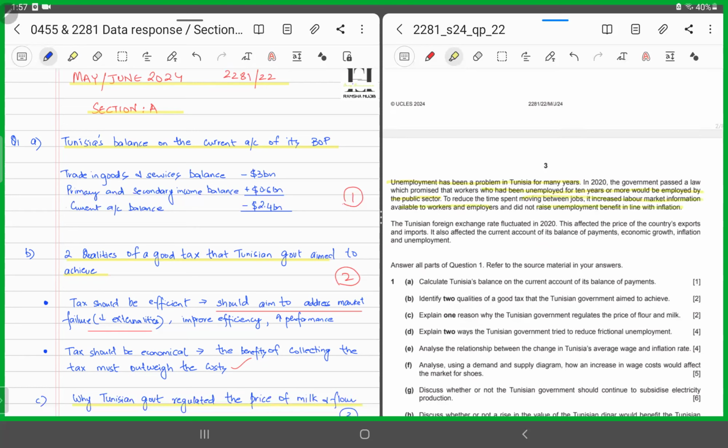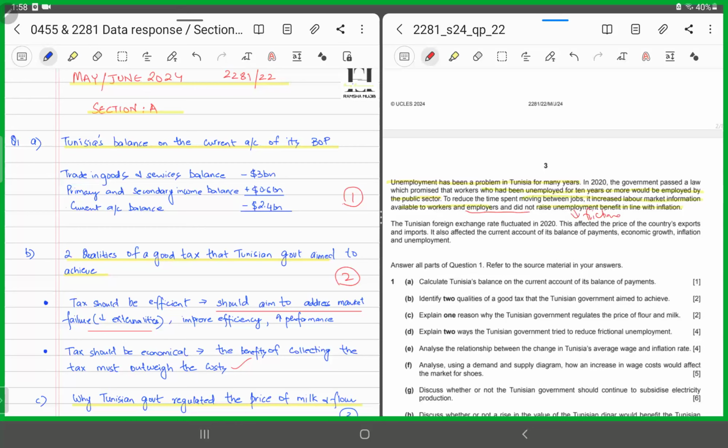Why? It did that purposely so that the people do not get over reliant on the unemployment benefits. However, they tend to utilize their skills and be a part of the labor force, right? So they wanted to encourage people to search for jobs and get employed rather than getting dependent upon the unemployment benefit. So this is in order to reduce frictional unemployment.